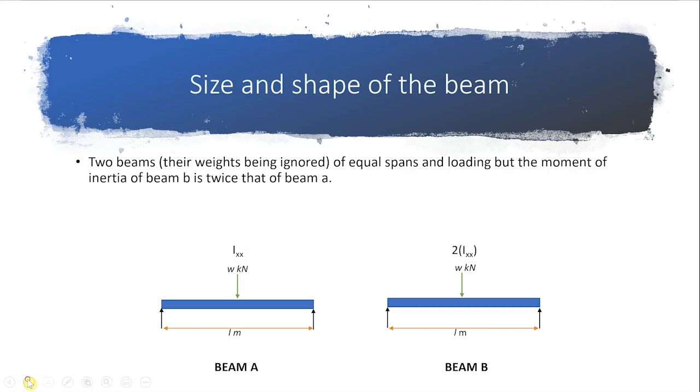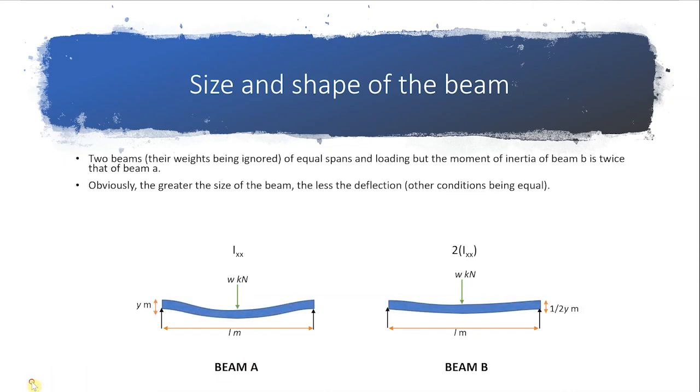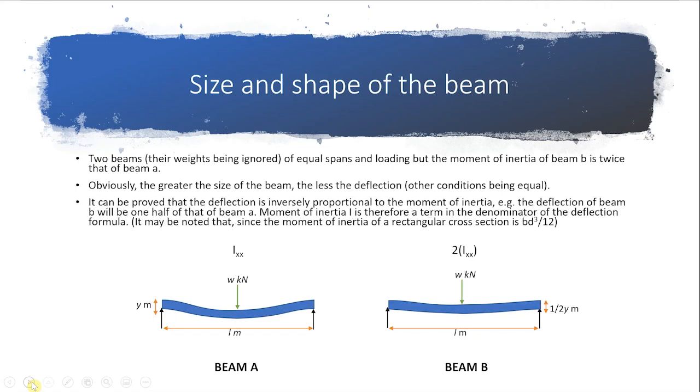Okay. And then you put the same load on top of both beam. Obviously, the greater the size of the beam, the less of deflection. Okay. Bila you nampak macam ni, maksudnya obviously, it is so obvious that kalau kita tahu semakin besar beam tu, deflection dia akan semakin kurang. It can be proved that the deflection is inversely proportional to the moment of inertia. For example, the deflection of beam B will be 1/2 of beam A.